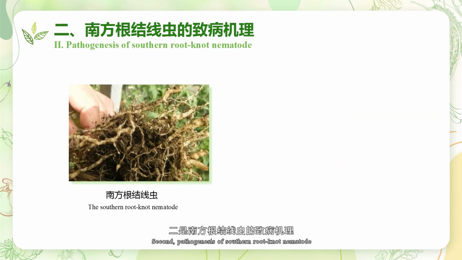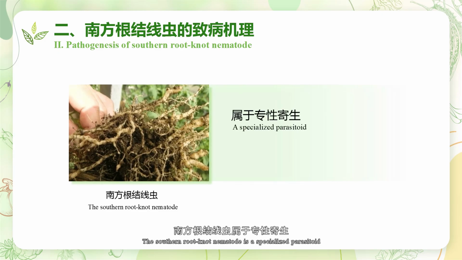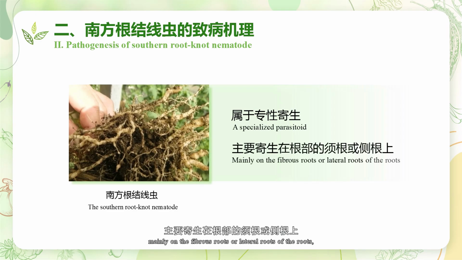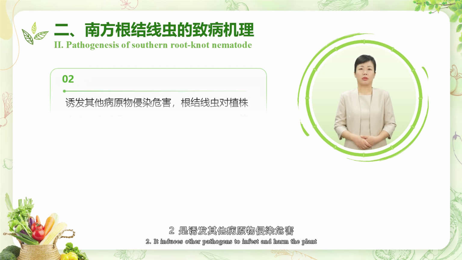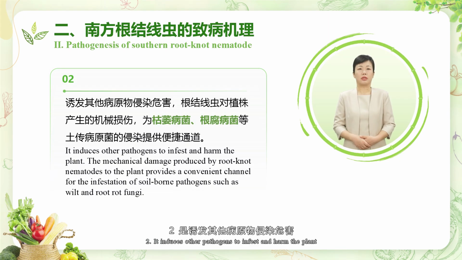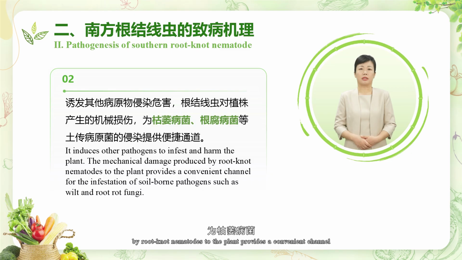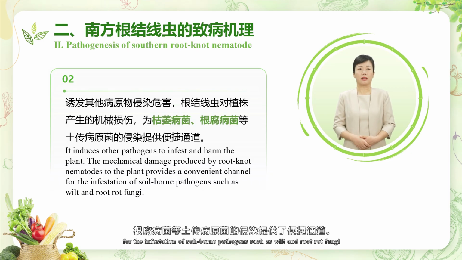Second, pathogenesis of southern root knot nematode. The southern root knot nematode is a specialized parasite mainly on the fibrous roots or lateral roots, and harms the host in 3 ways. 1. It directly destroys the epidermal cells of the host. 2. It induces other pathogens to infest and harm the plant. The mechanical damage produced by root knot nematodes to the plant provides a convenient channel for the infestation of soil-borne pathogens such as wilt and root rot fungi.